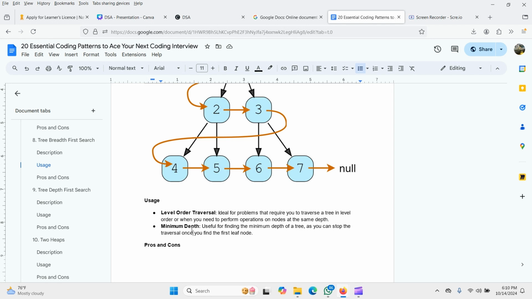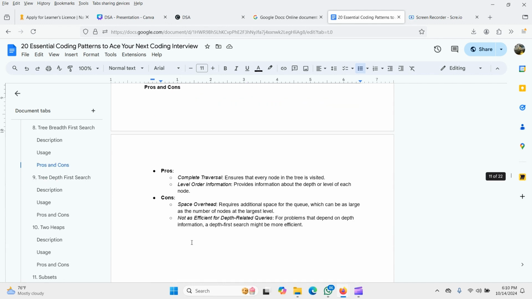What are the disadvantages and advantages of using this approach? So the advantage of this approach is that it provides complete traversal. That means it ensures that every node in the tree is visited, and it provides level order information. That means it provides information about the depth or level of each node. What are the disadvantages of this? It has space overhead, requiring additional space for the queue, which can be as large as the number of nodes at the largest level.